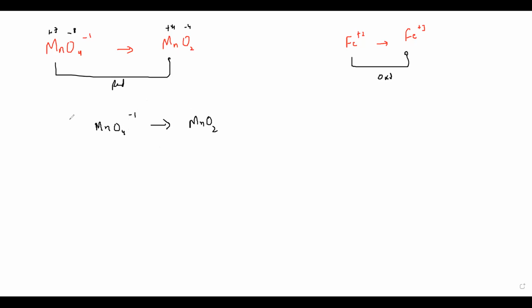But the problem here is, if I try to balance oxygen like a normal equation and put 2 here, oxygen is balanced, but manganese is not balanced. When I put 2 here, manganese is balanced but oxygen is not. We need 8 oxygen, so if I put 4 here, 4 multiplied by 2 gives 8 oxygen, but now manganese is not balanced. When I put 4 here, manganese is balanced, oxygen is not.